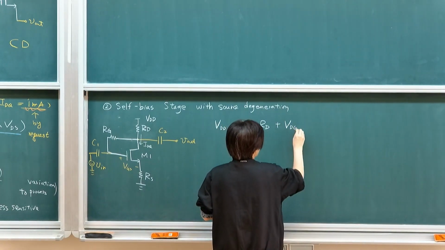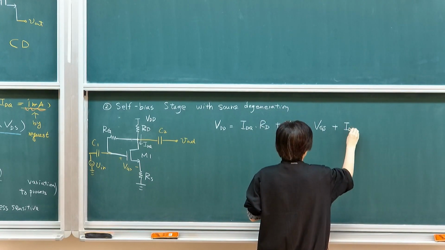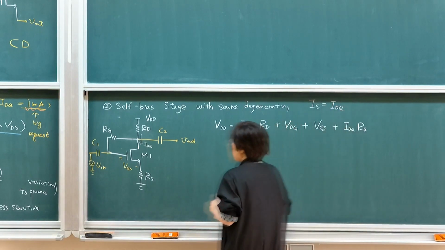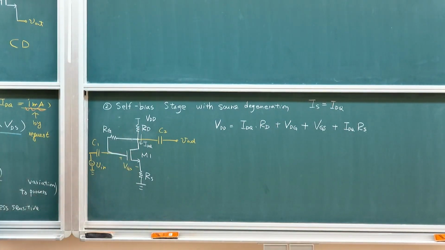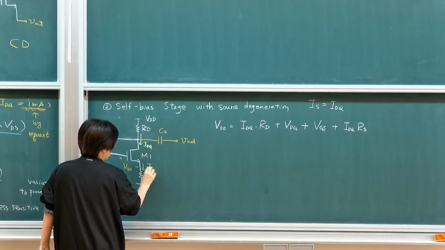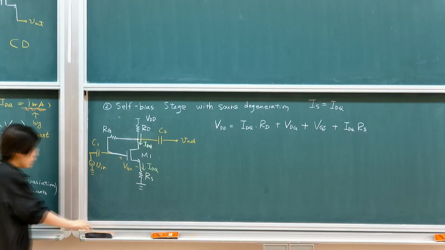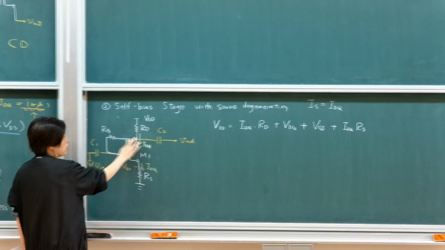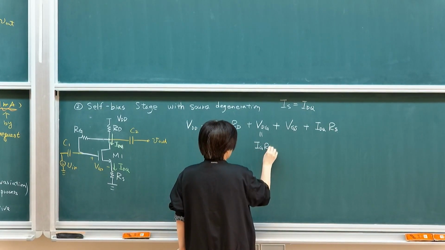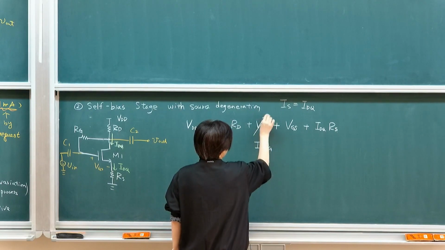So VDG plus VGS plus IDQ RS. This is assuming the source current equals IDQ, because there's only one current path. So the current's coming down. Let's say this is IDQ, the target we want to set. Then it equals this, it will be the same. And because I'm bridging this, this is set to zero. If I'm not bridging this, it will not be zero, because it equals IG times RG. So this is zero. Otherwise you'll need to include that.